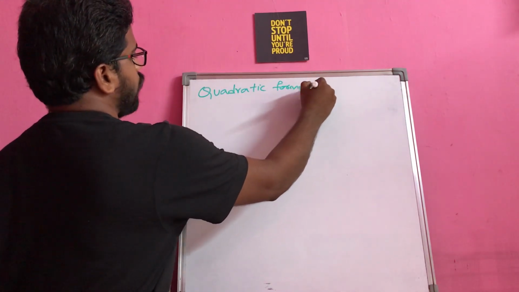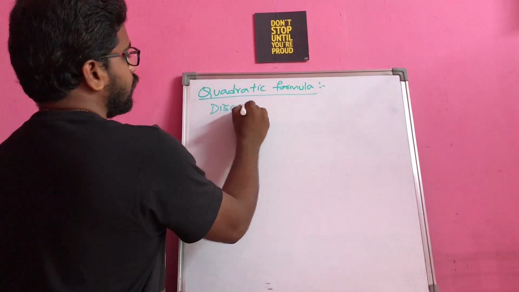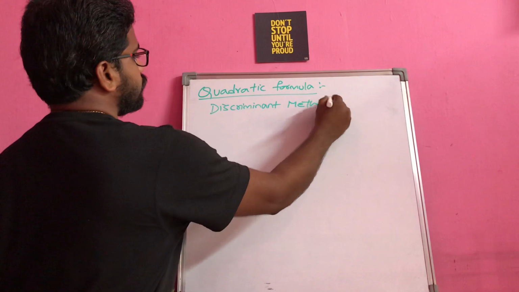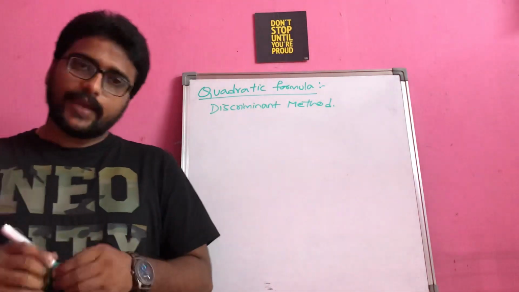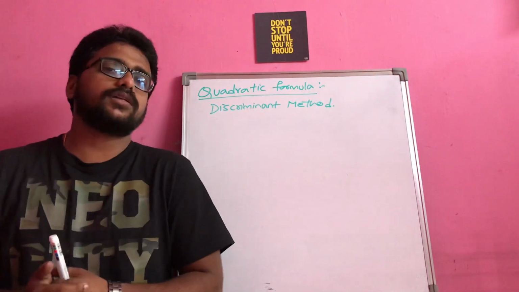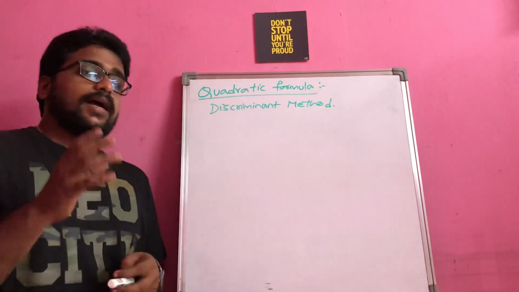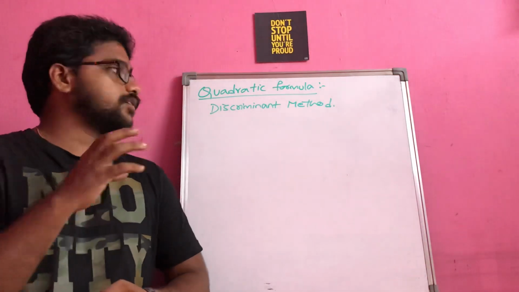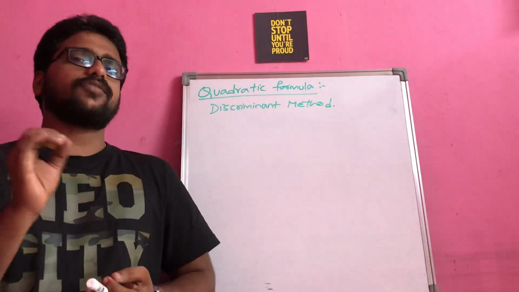This is also called the discriminant method. Let us see in a step-by-step way how you have to make use of this quadratic formula. I can say this is the simplest method to find the roots of a quadratic equation, because it's just a formula substitution.